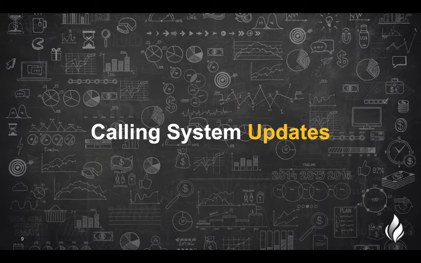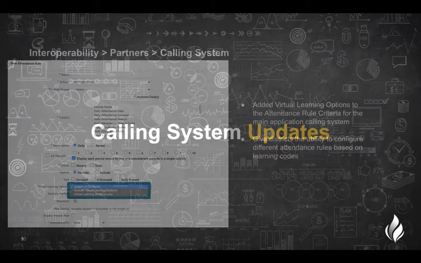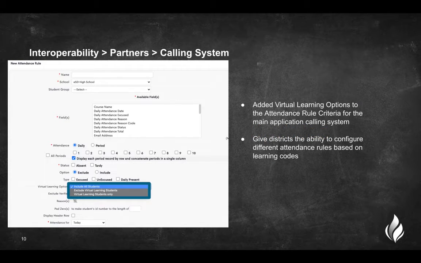Next, we want to talk to you about our calling system updates. In Interoperability Partners Calling System, we added the virtual learning options to the attendance rule criteria for the main application calling system. This will give districts the ability to configure different attendance rules based on learning codes using the main application calling system functionality.